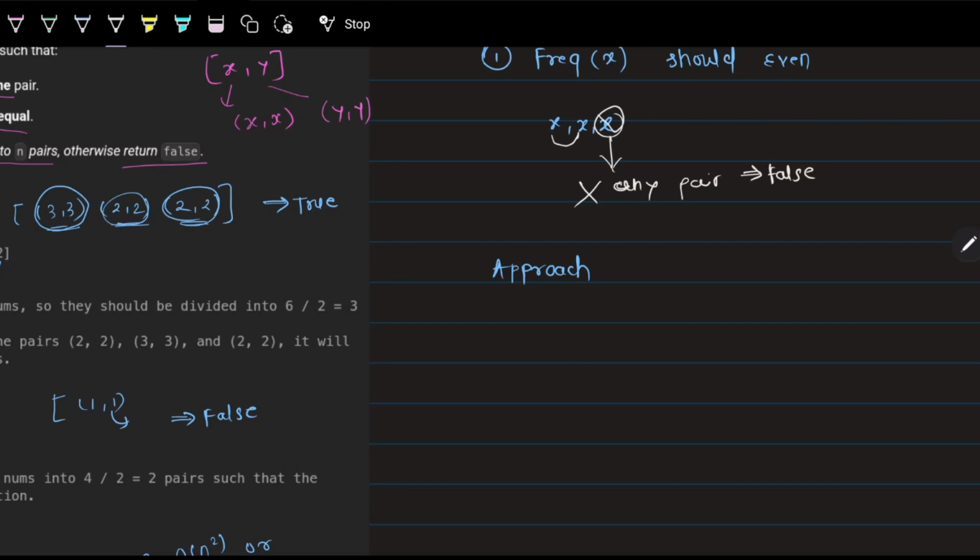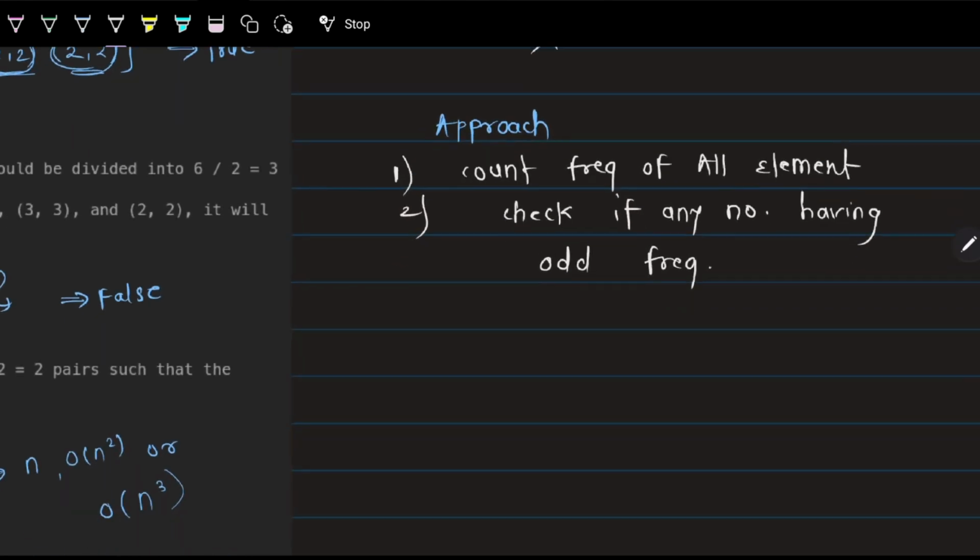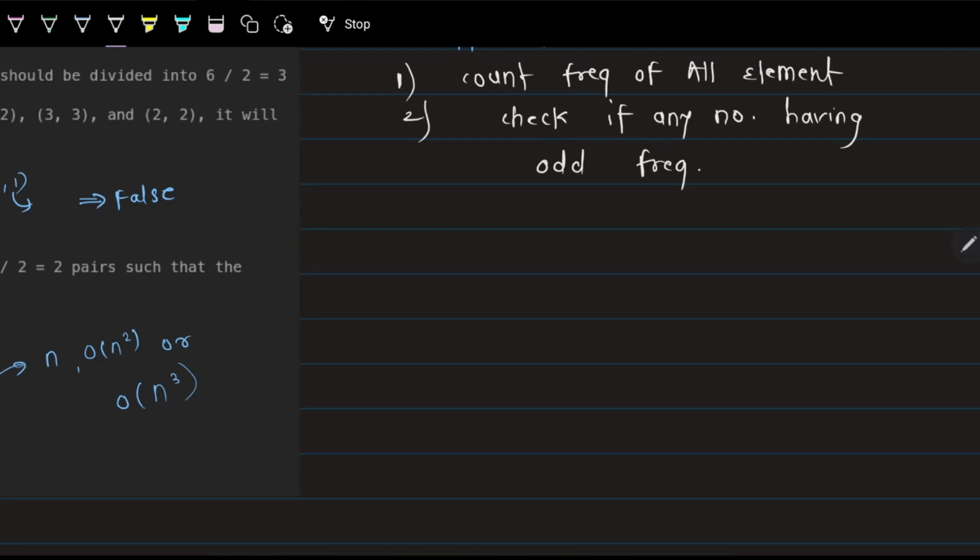The approach is simple. First, count the frequency of all elements, and second, check if any number has an odd frequency, because if any number has an odd frequency, you can't make a pair using that element. Make sense? So let's try it using one simple test case.